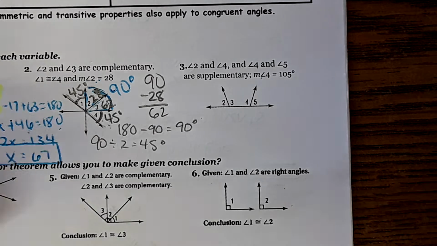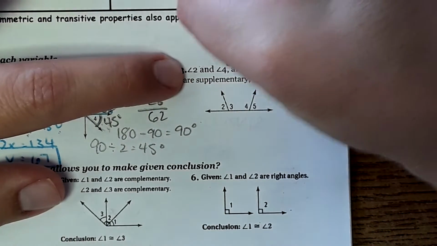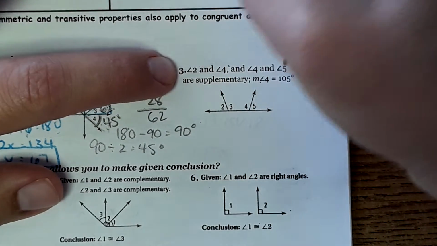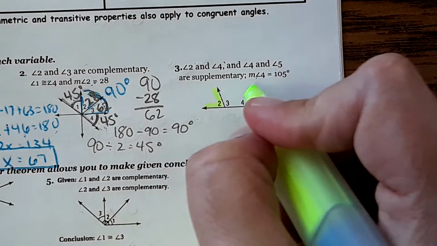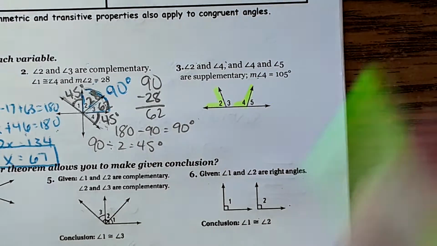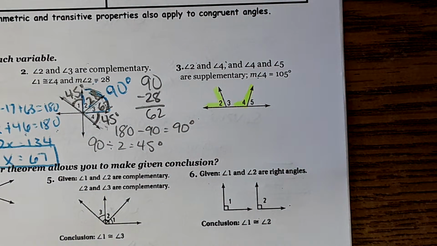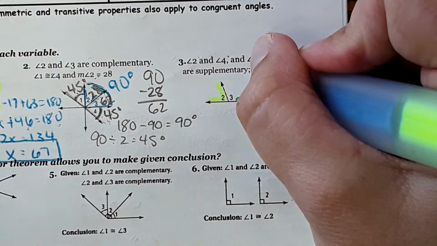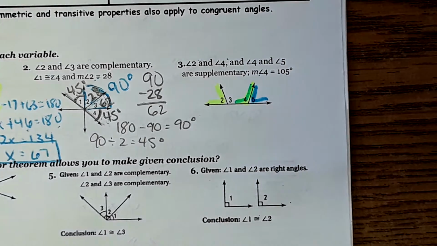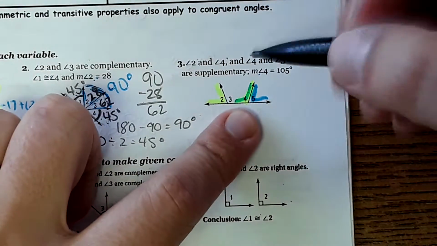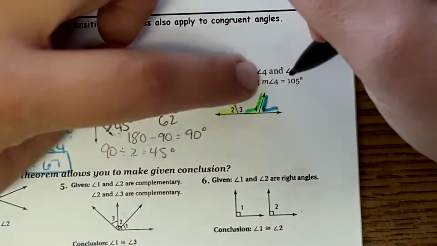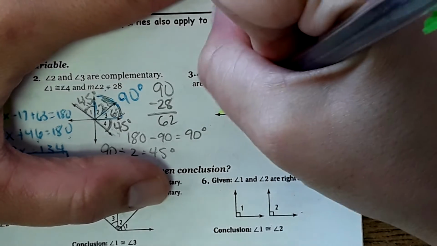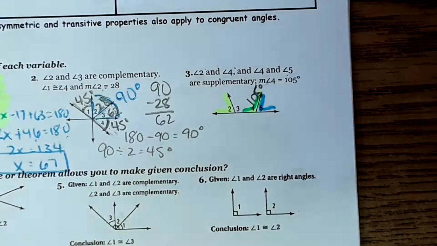Number 3, it gives us this drawing here. It says 2 and 4, and 4 and 5 are supplementary. So it's saying angle 2 right here and 4 are supplementary, meaning that they add to 180 degrees. Then it also says that 4 and 5 are supplementary, which we can see because they do come together to form that straight line. So because it's a linear pair, they are supplementary. And then it also says that angle 4 is 105 degrees.